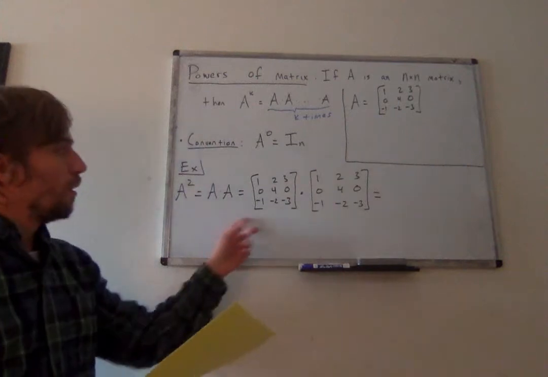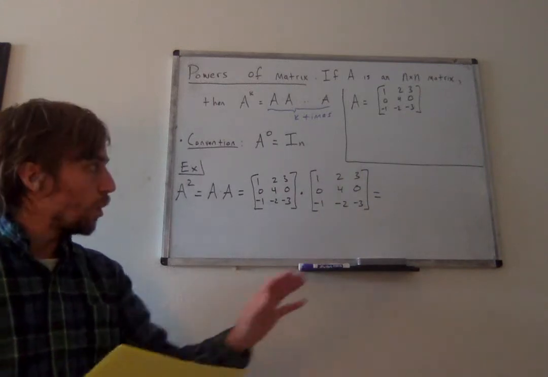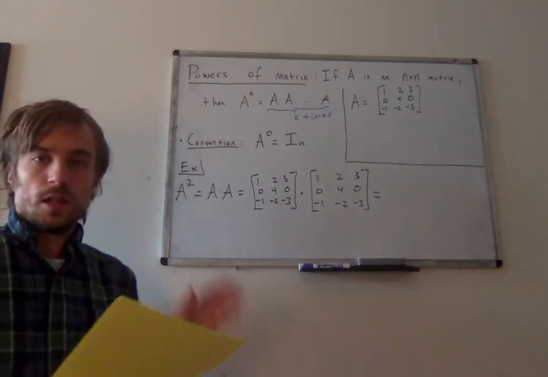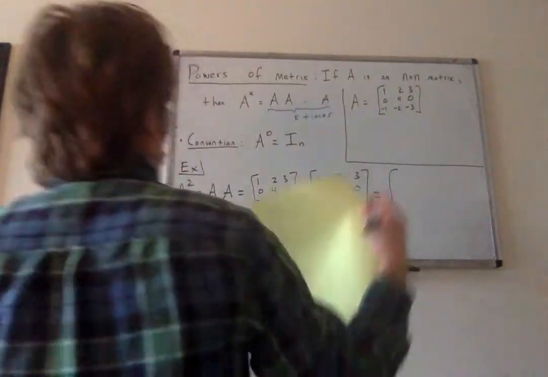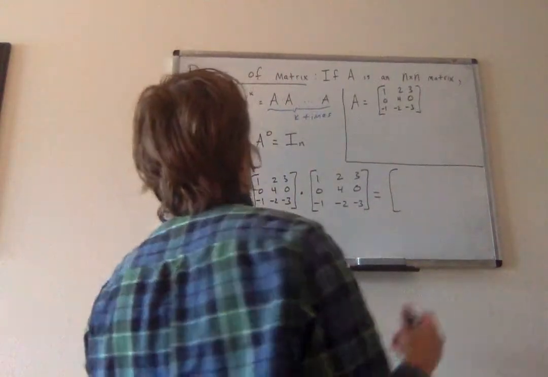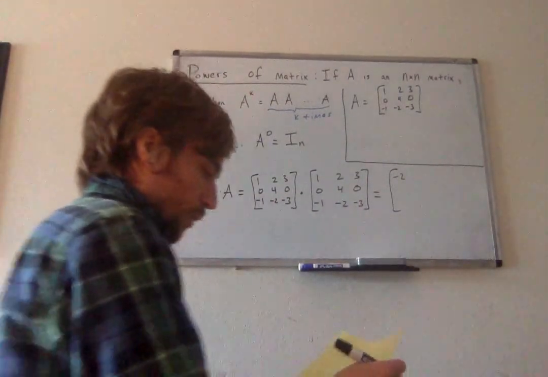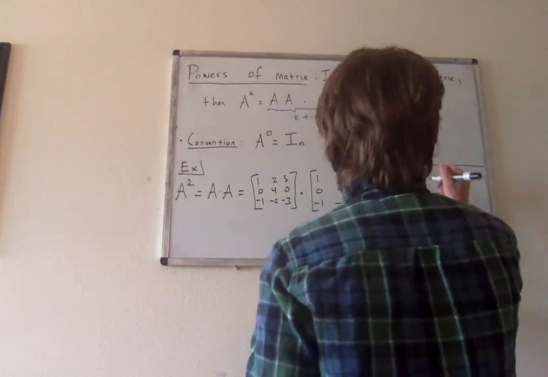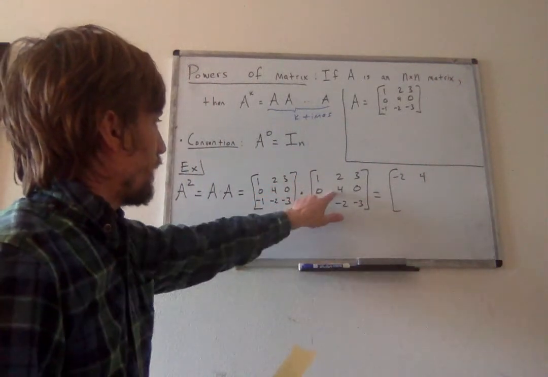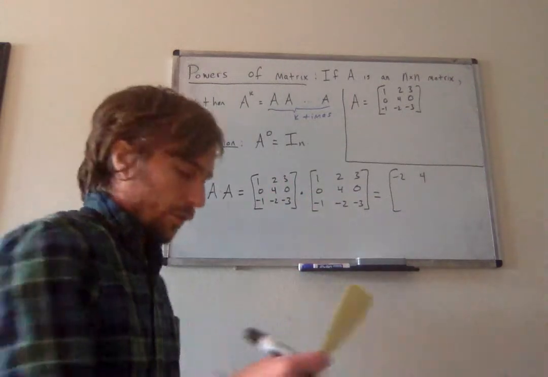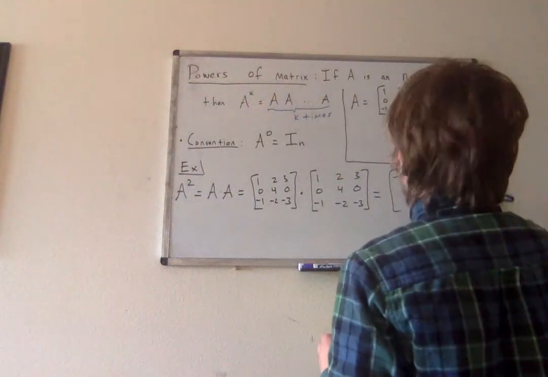All right, so we'll do the matrix multiplication dance. Maybe I'll do the first row going across, and then I'll start to fill it in. So first row, 1, 2, 3 matches up with 1, 0, negative 1 to give me negative 2. 1, 2, 3 matches up with 2, 4, negative 2 to give me 4. All right, we'll double check that. 2 plus 8 minus 6 is equal to 4. And then finally, 1, 2, 3 matches up with 3, 0, negative 3 to give me 3 minus 9, or negative 6.